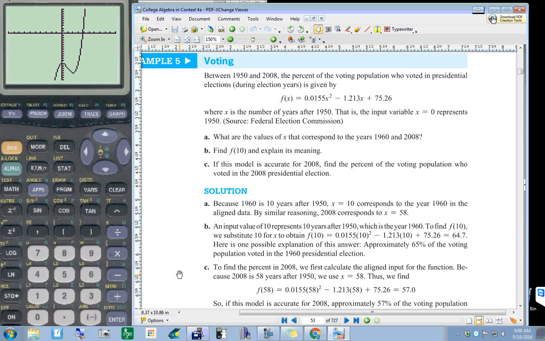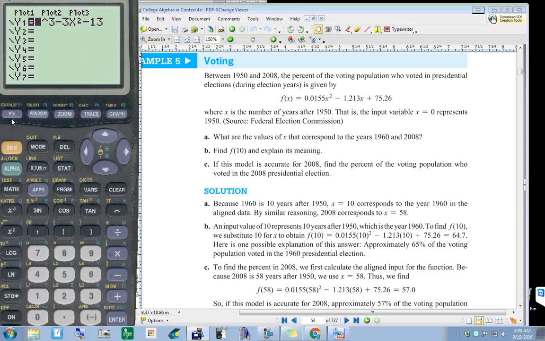So, if I want to go through and graph this out again, I'm not going to hit the reset because I know I'm going to end up playing with a lot of things. So I'm going to hit clear. I'm going to put in 0.0155 x squared minus 1.213x plus 75.26. Okay. Now, before I even hit graph on this thing, because if I hit graph on it, I ain't going to see doodly squat.